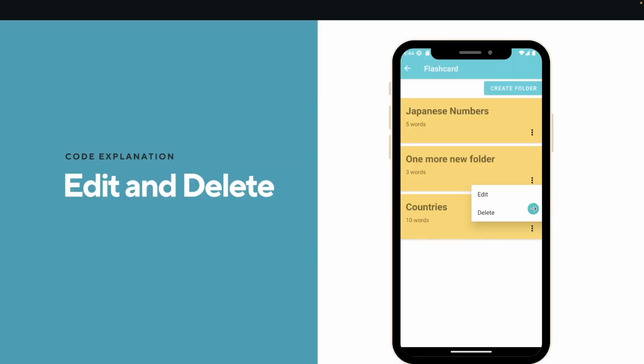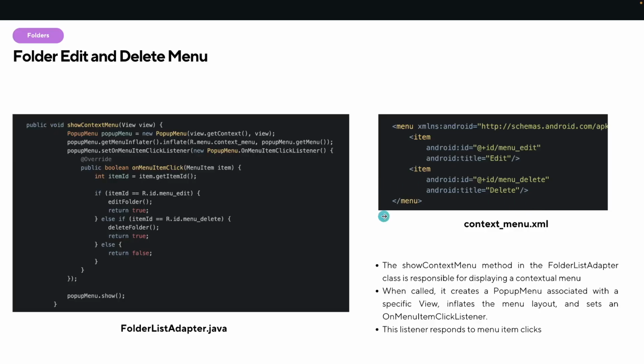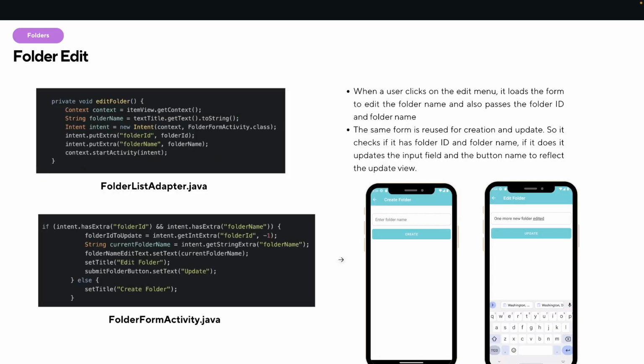Now for showing the edit and delete option, the show context menu method in the folder list adapter class is responsible for displaying the contextual menu. So when it's called, it creates a pop-up menu associated with a specific view. It inflates the menu layout and sets an on menu item click listener. And this listener over here responds to the menu item clicks.